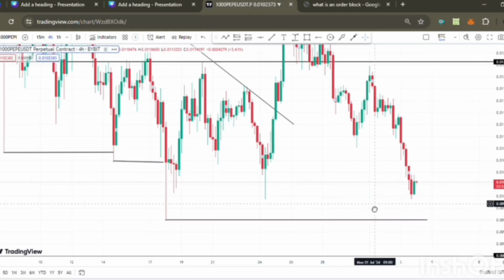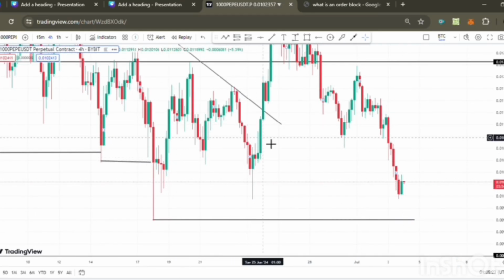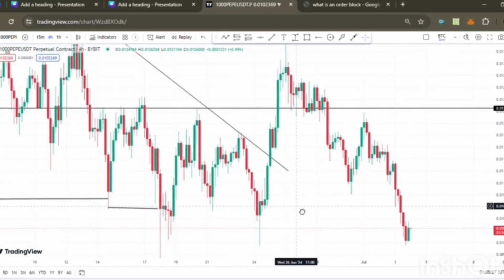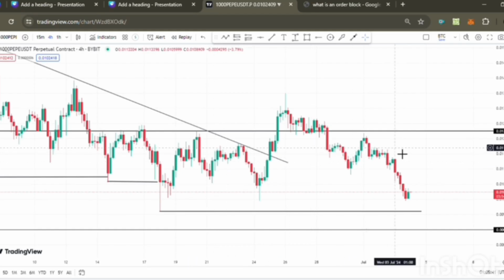This is the current market price, but the market has not broken this structure, which means we might experience a change of character here. So the market is telling us, okay, we might experience a change of character, that this is where the downtrend might stop, where the downtrend might end. Now, the uptrend might continue from here.